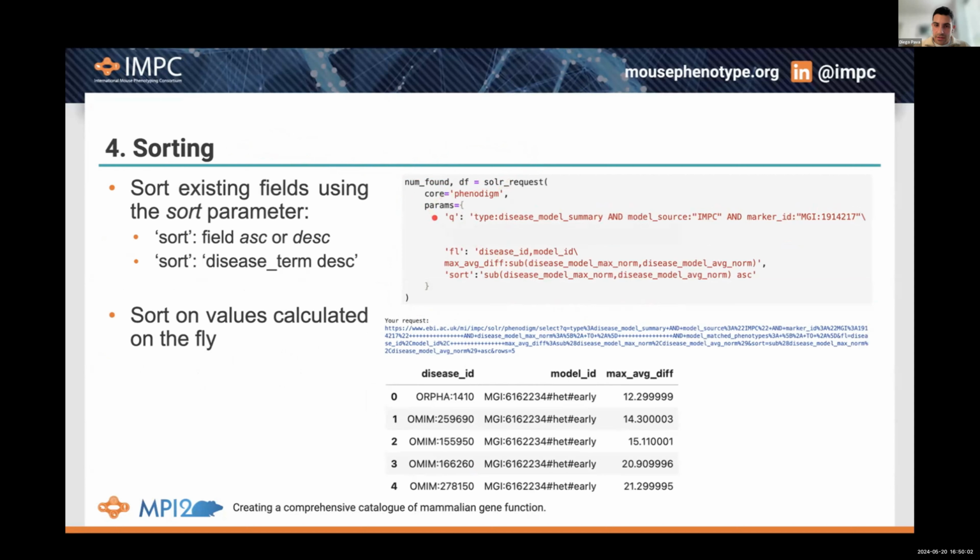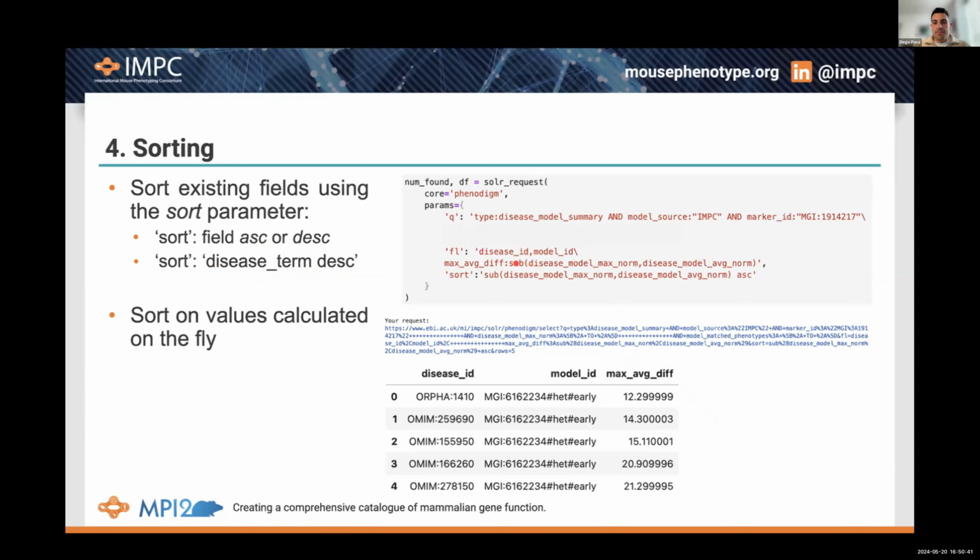So this elevates the query. We have the same query here, the same fields, and now I've included the sort parameter. The syntax for the sort parameter is we pass sort a specific field, and then we tell it if we want to have our results in ascending or descending manner. An example of that would be, let's say we want to sort by disease terms. So we sort by a specific disease term in descending manner. In my example, I wanted to sort by the value I calculated. So I passed to the sort parameter the formula that I used to calculate this max average diff.